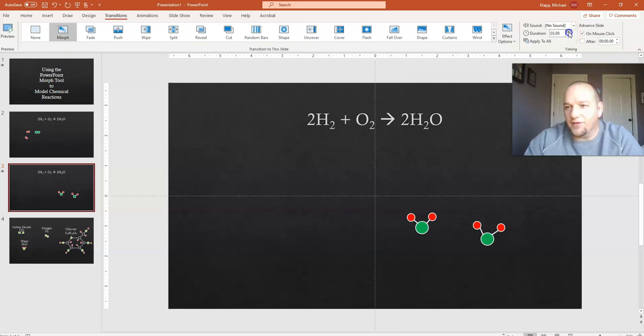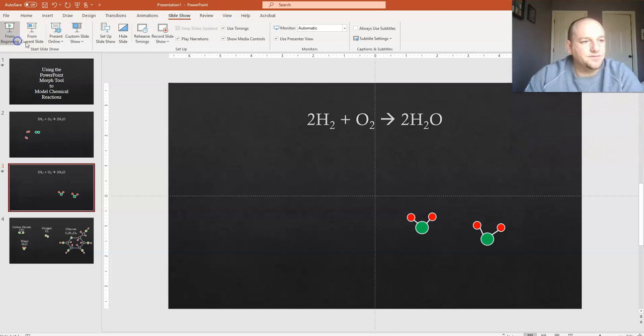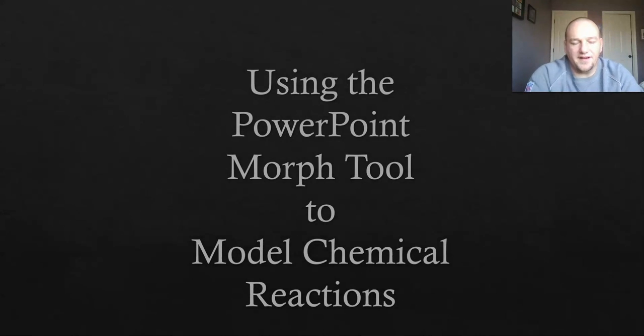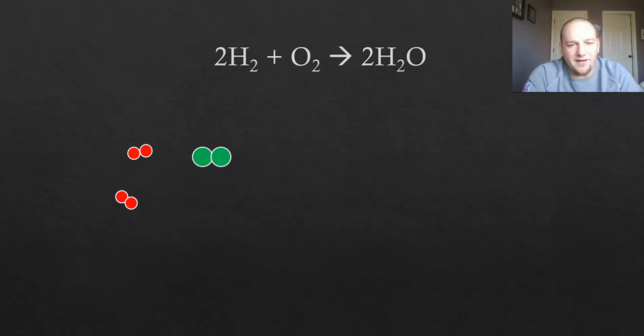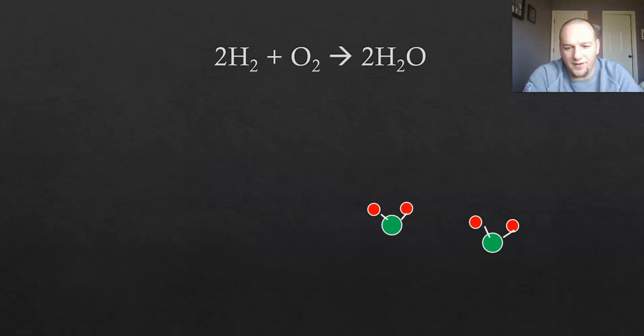I'm going to crank up the duration over here just a little bit so it takes a little longer to do it so you can see the process a bit better. And now let's run my slideshow. So from beginning, again, nothing exciting here. Here's my graphic here. And then when I click to the next slide, we see that morph where everything rearranges and you see those bond lines show up.